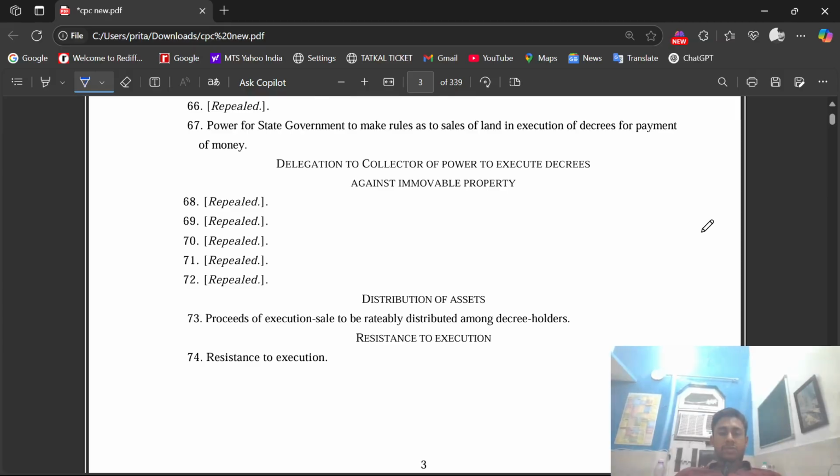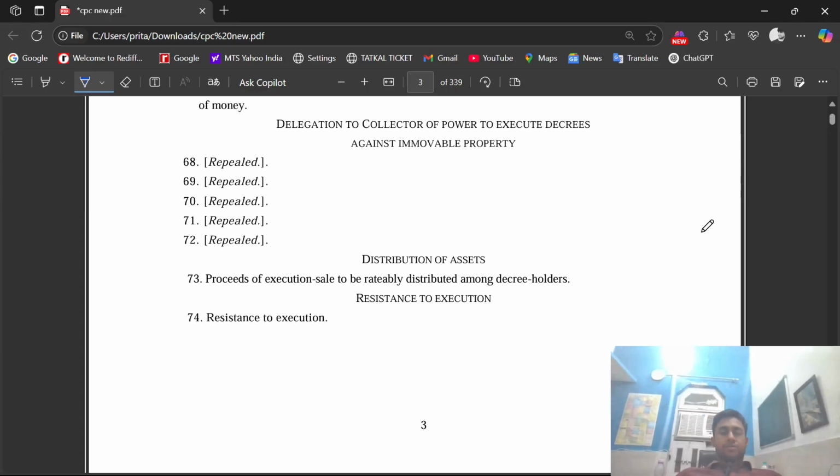Next subheading is distribution of assets. Section 73, proceeds of execution to be rateably distributed among decree holders. Next subheading is resistance to execution. Section 74, resistance to execution.